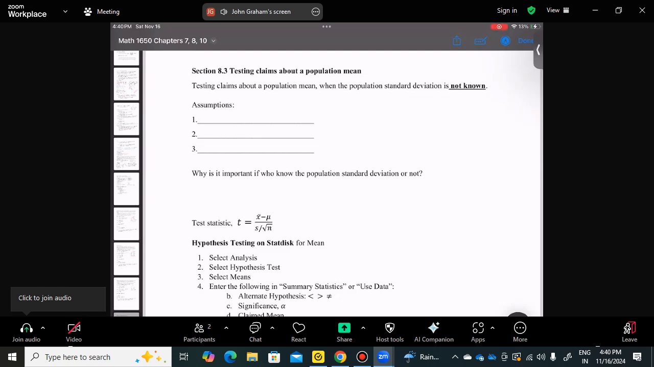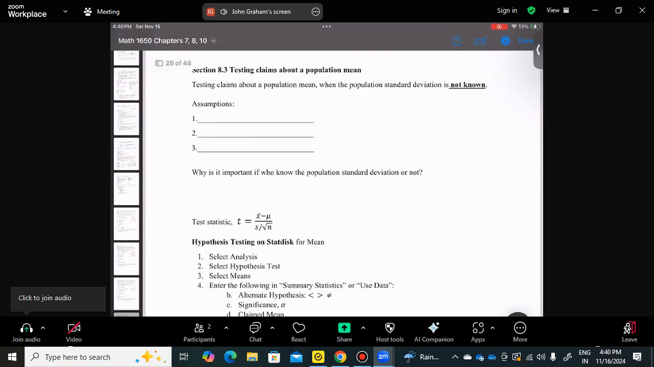And then we'll end this chapter doing some more hypothesis testing involving both proportions and means where we know the population standard deviation. All right, so some assumptions here. First assumption is this is a simple random sample. And so this is something that will be taken care of in our data collection.